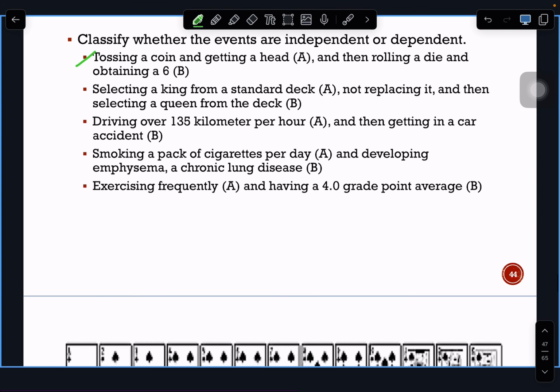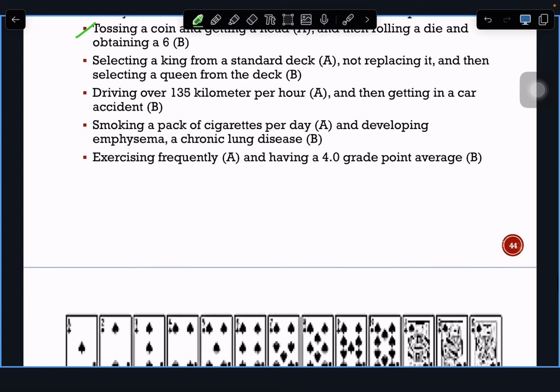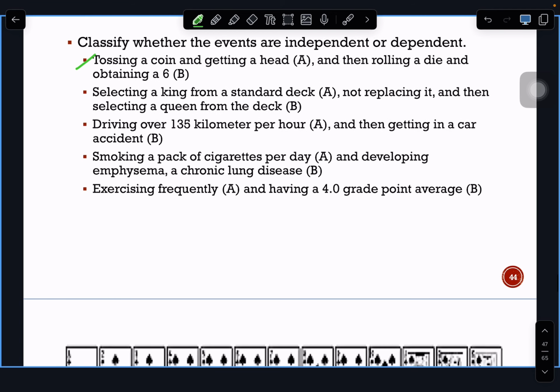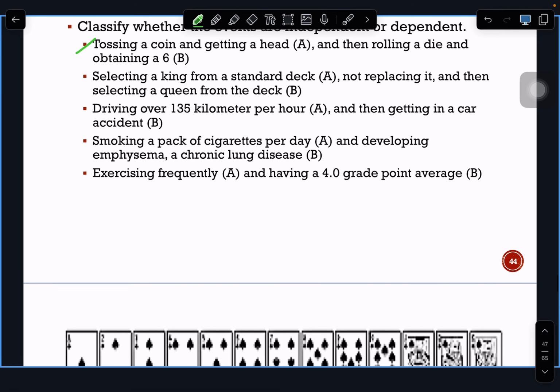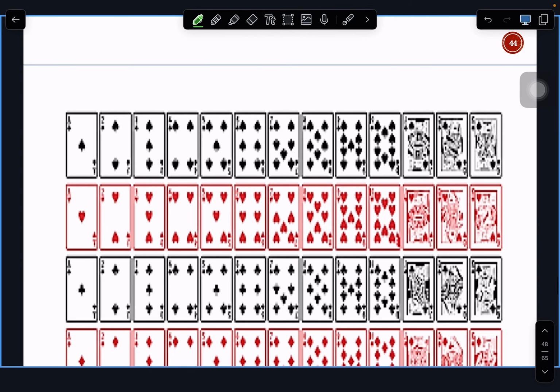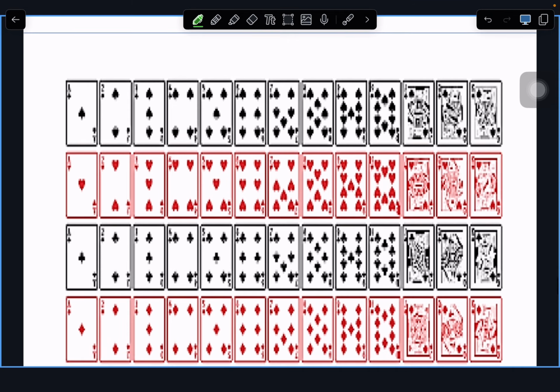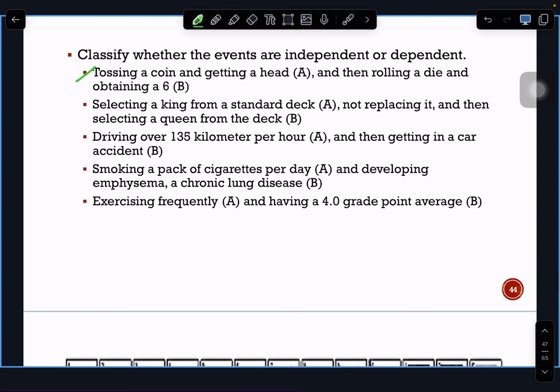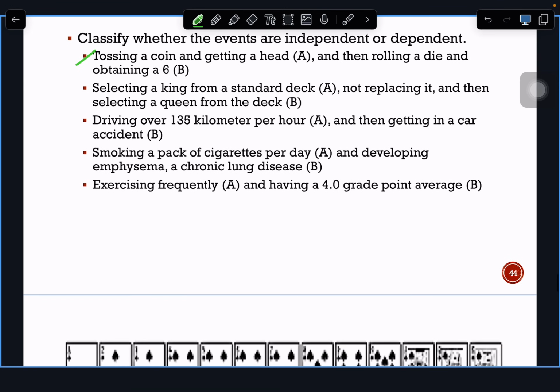Selecting a king from a standard deck, not replacing it, taking it out, and then selecting a queen from the deck. Independent or not? Yes, because from the same deck. How many cards? I think we have 52 cards in total, correct? Because we are not replacing it, obviously it is dependent.